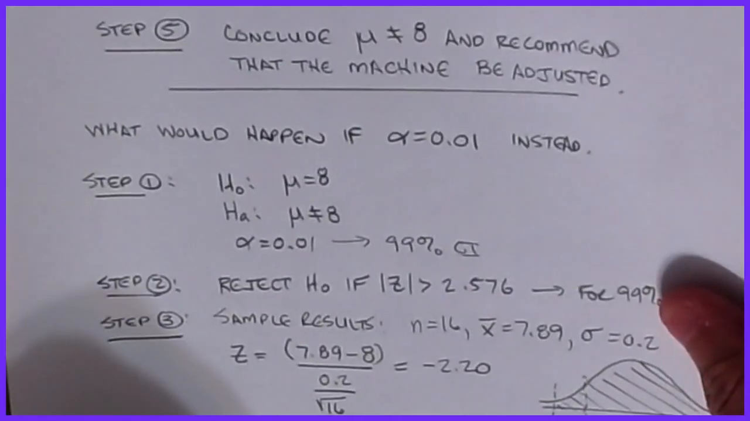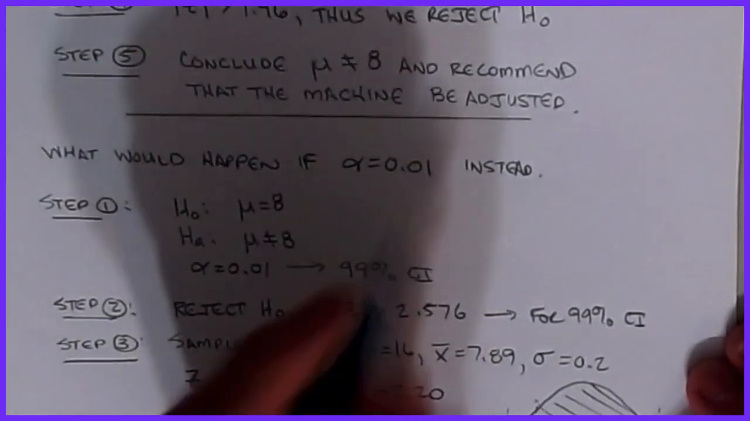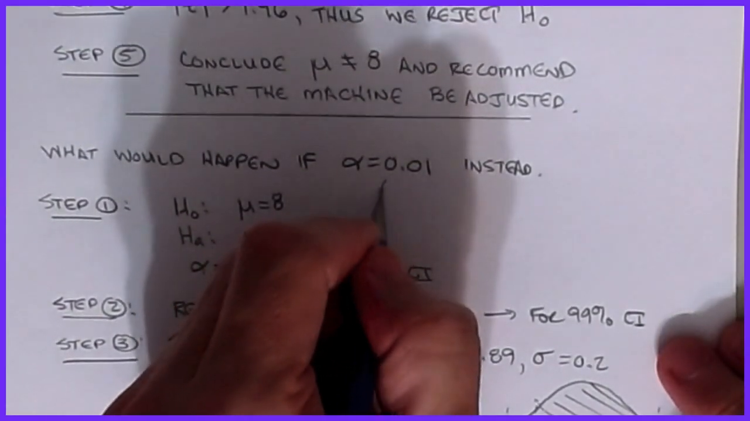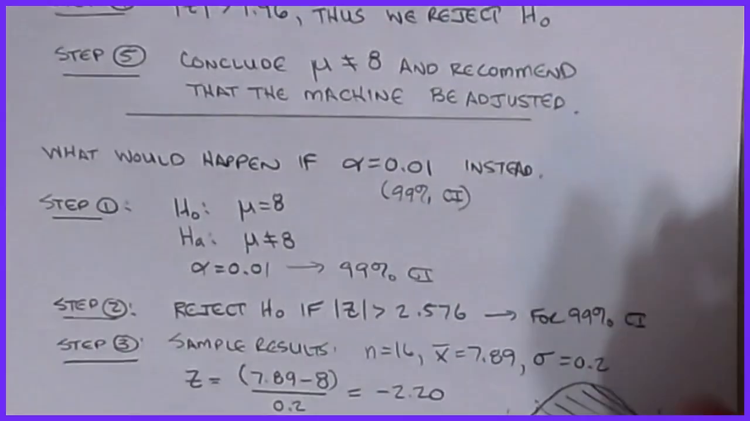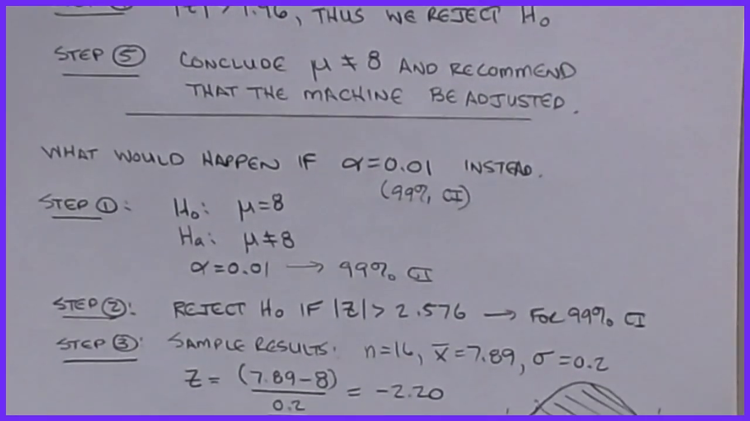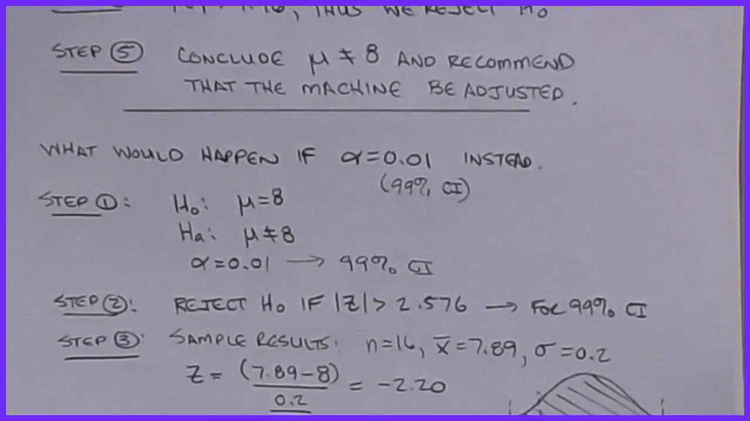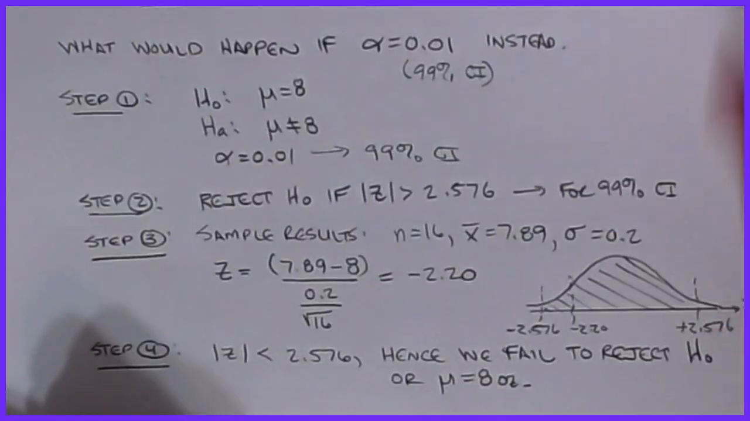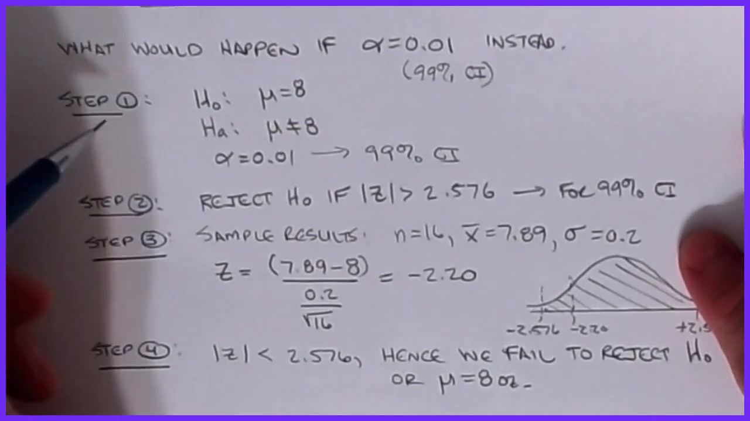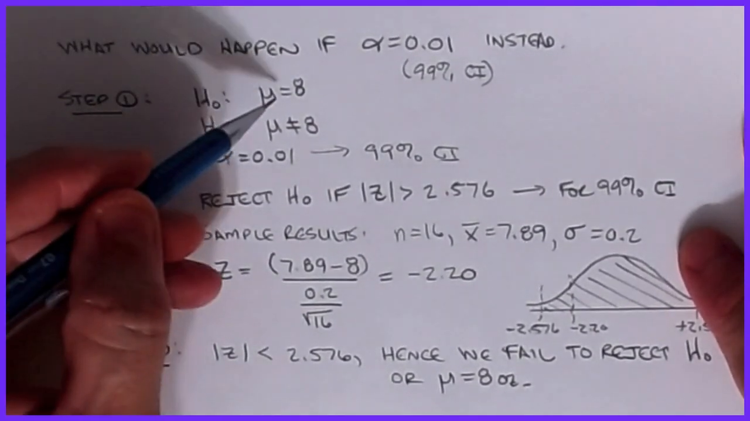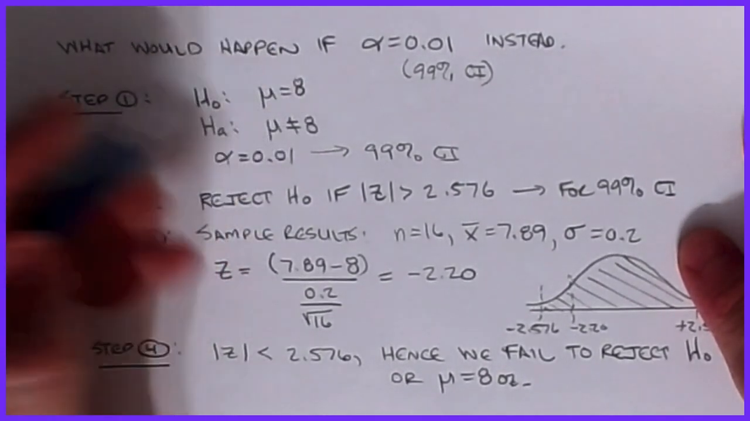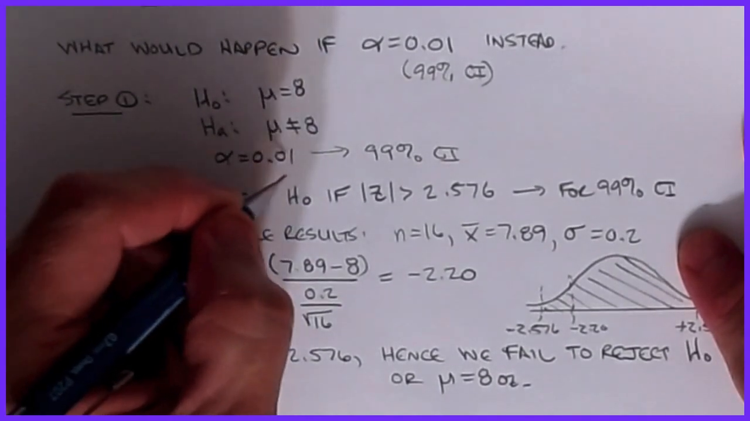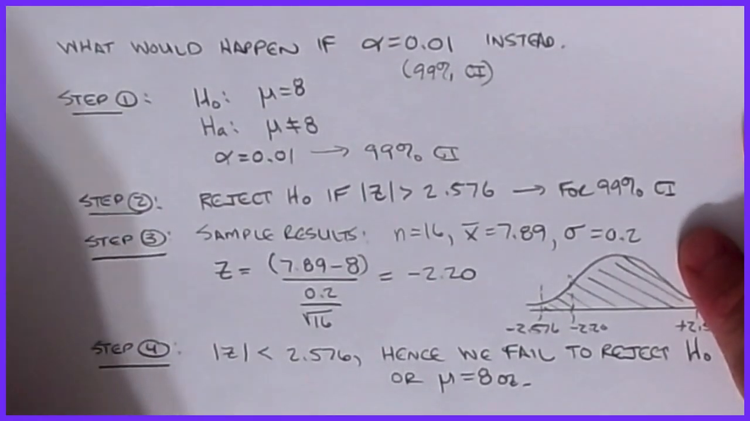What happens if instead we chose to go with an alpha of 0.01, or in this case, a 99% CI? Remember, as you increase the percentage on a CI, the width of this thing gets larger. So we'll go back through the process, apply it one more time, and we'll see. It's very straightforward. So step 1, H naught is still population mean is 8. Alternate hypothesis is mu is not equal to 8. And then alpha is equal to 0.01. That's our 99% confidence interval.